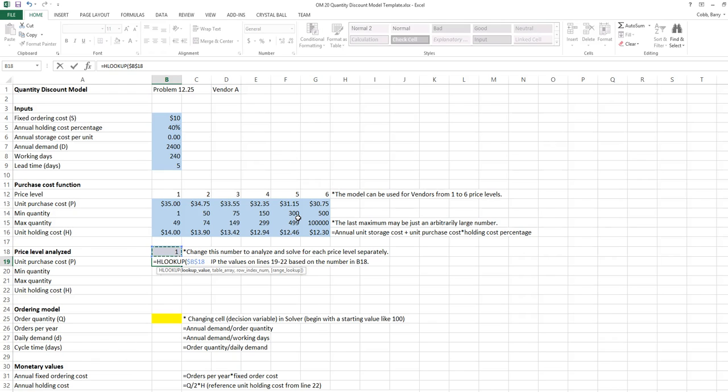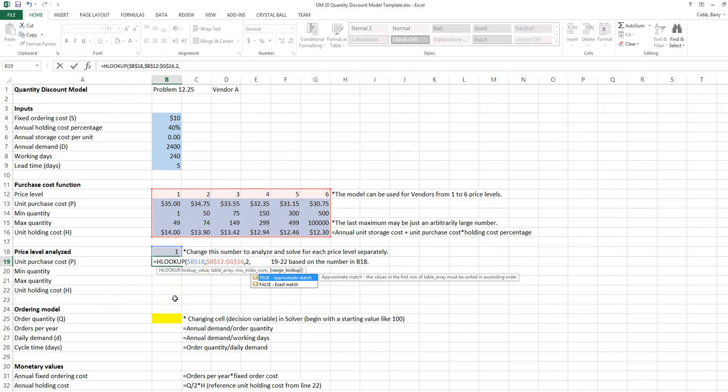I'll hit F4, the function key, to put the dollar signs in. The table array is going to be all of the purchase costs, quantity, and holding cost information for each price level. I'll hit the F4 function key to put in the dollar signs. The row index number tells us the row in this table we want to look up and place on this line. The unit purchase cost is on row 2 of the horizontal table, so we'll put 2.